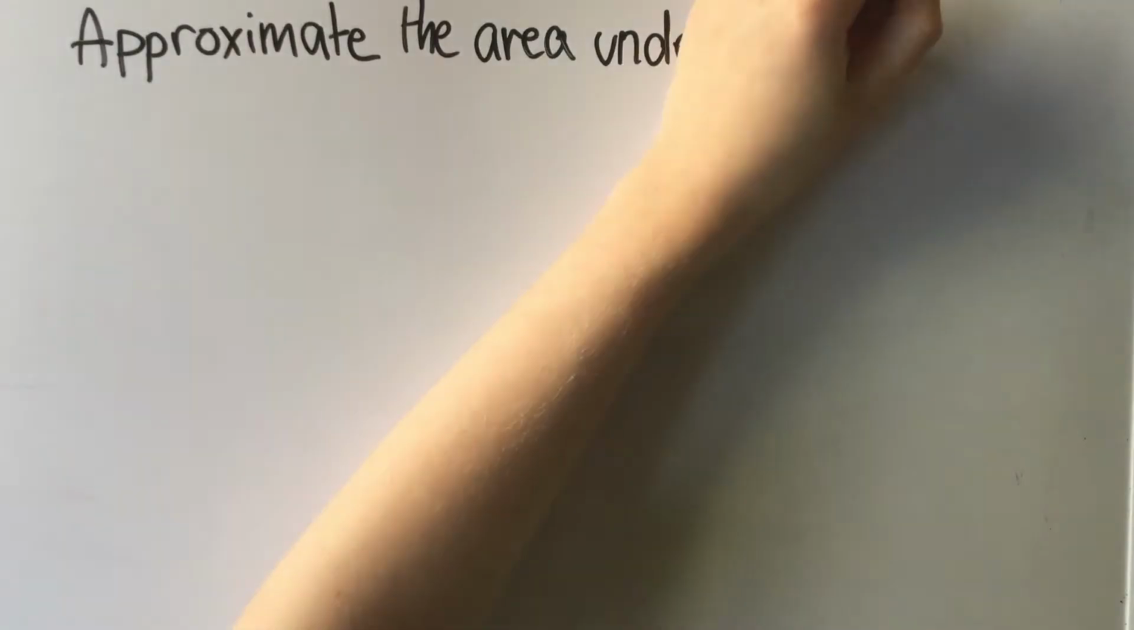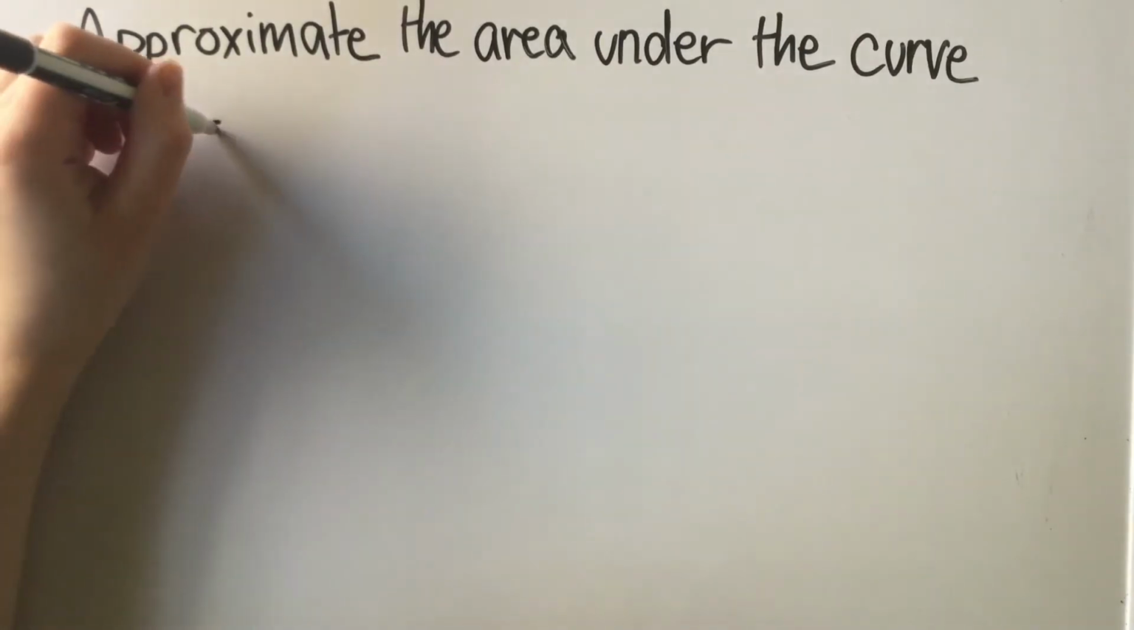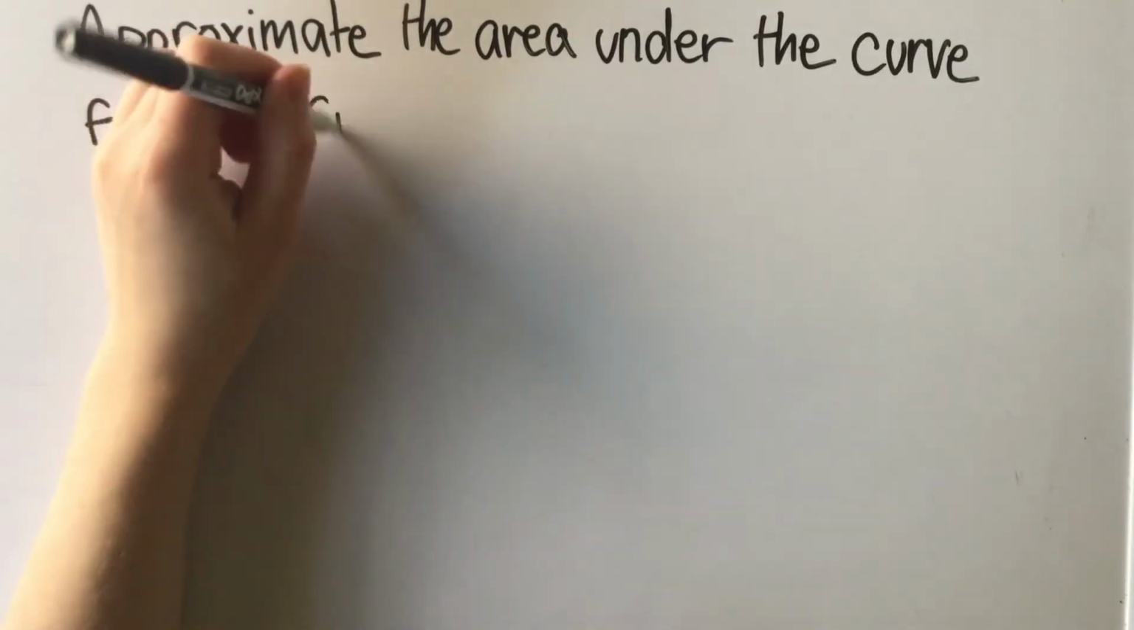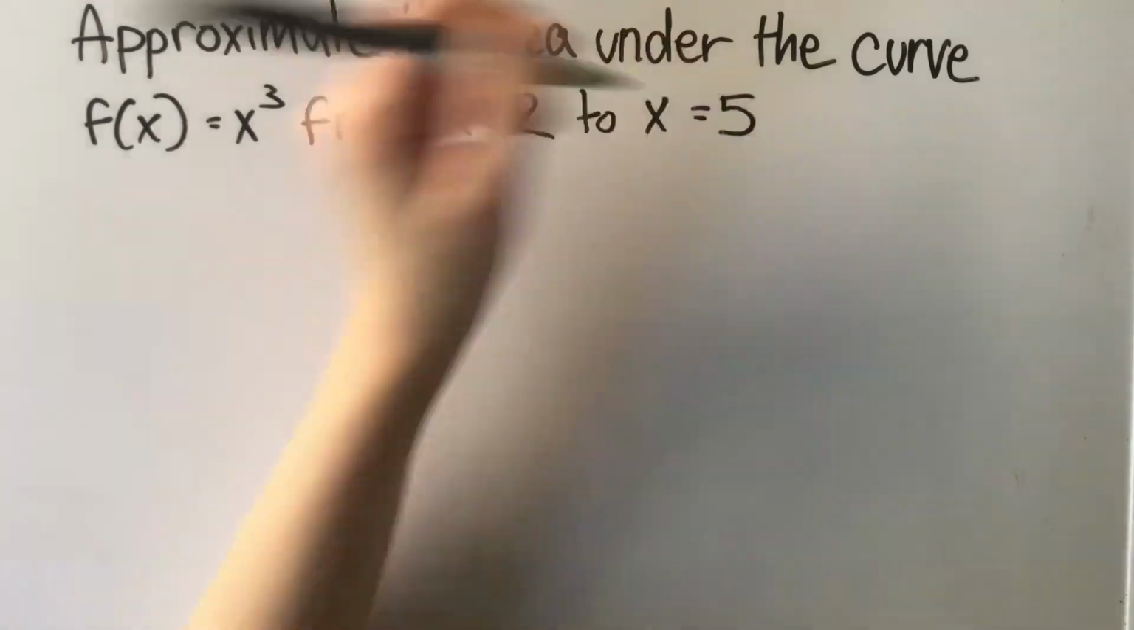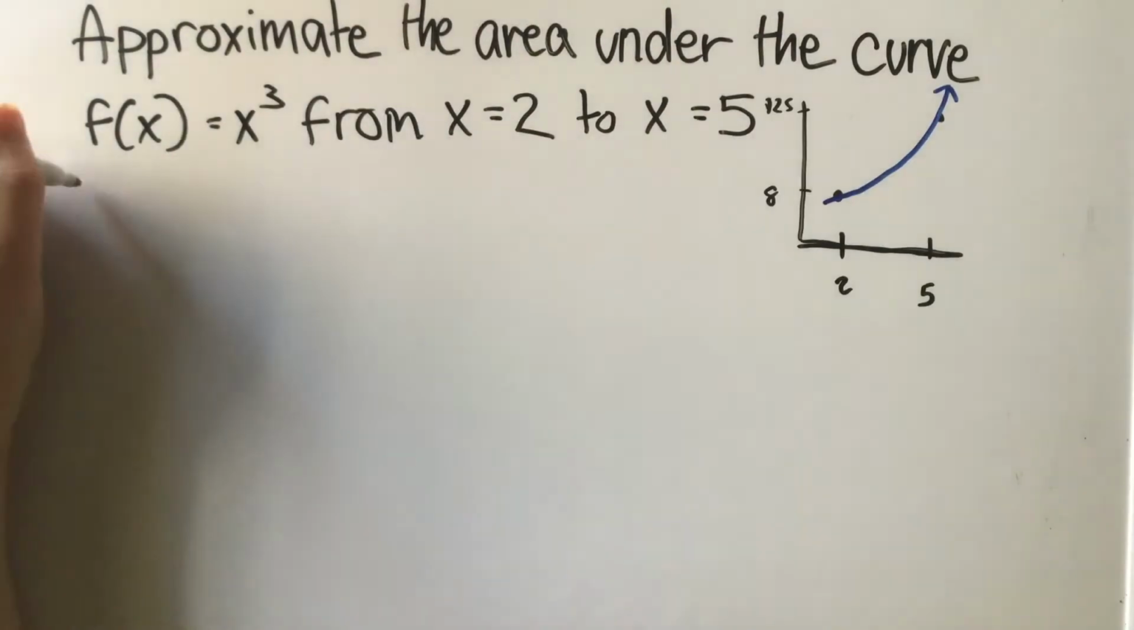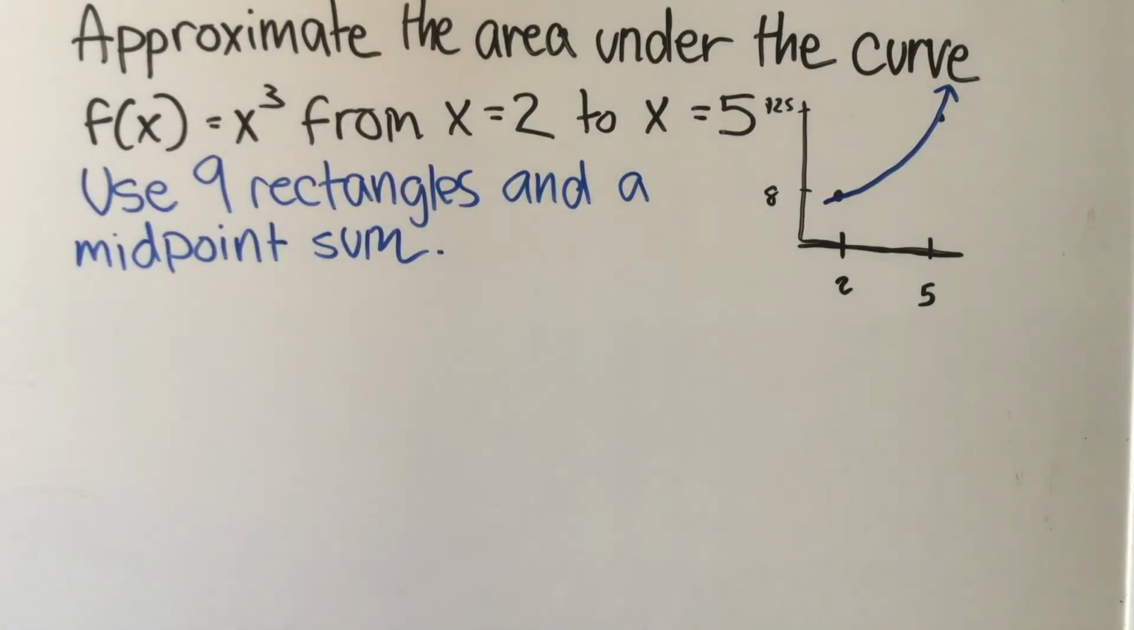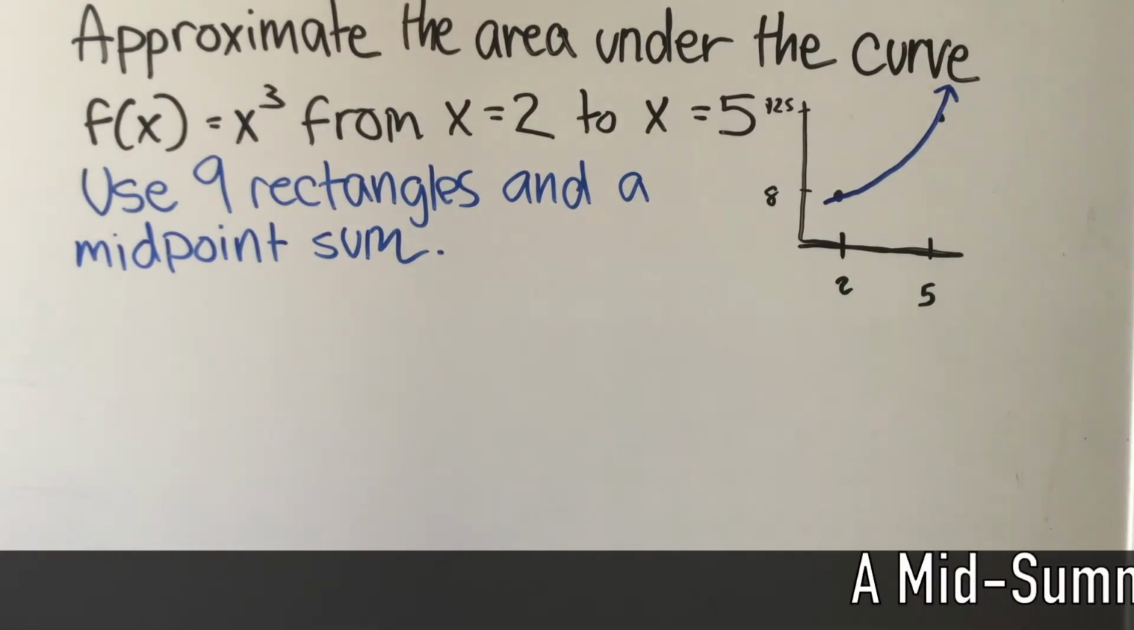Approximate the area under the curve f of x equals x cubed, and the interval goes from 2 to 5. Use 9 rectangles and a midpoint sum to solve this problem.